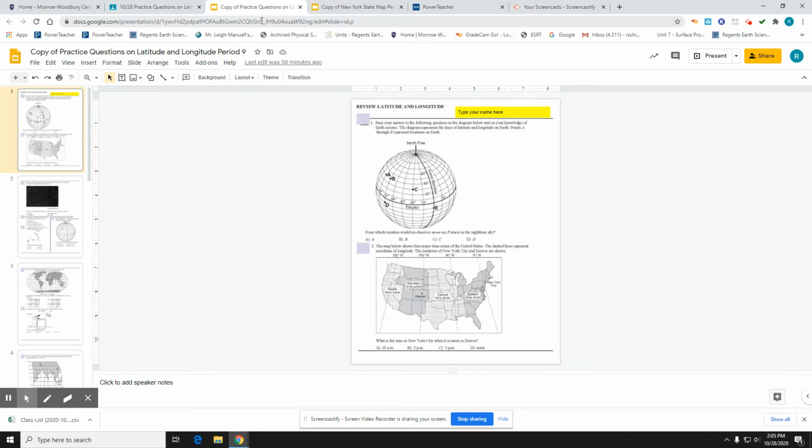Let's look at question number 1. From which location would an observer never see Polaris in the nighttime sky? The answer here is letter D. It's in the southern hemisphere. Let's look at number 2.